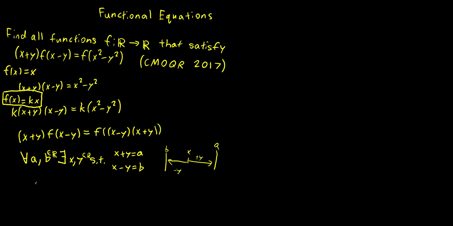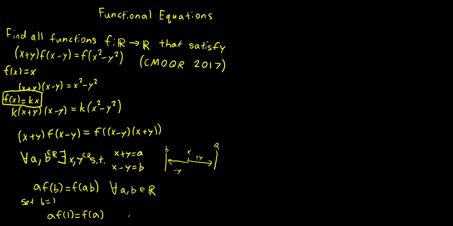So we replace x plus y with a, and we get a times f of b equals f of ab. Again, this is for all a and b in the real numbers. Now what we can do is simply plug in b equals 1. So let's set b to equal 1. Now we have a times f of 1 equals f of a. If we let f of 1 equal c, since f of 1 is of course a constant, then we have that f of a equals c times a, as desired.